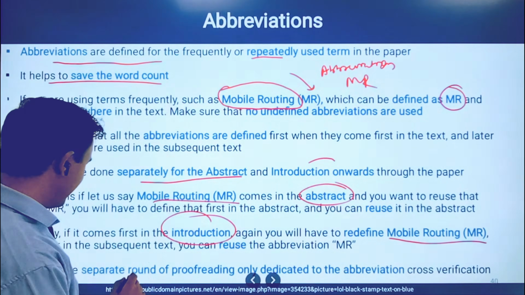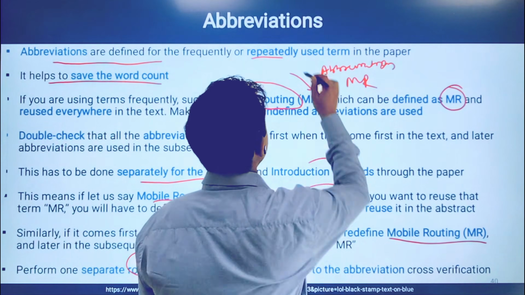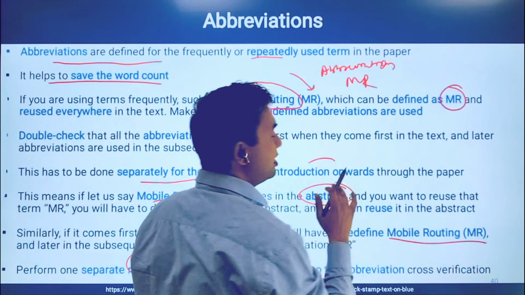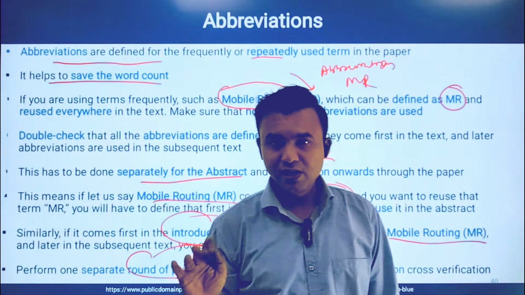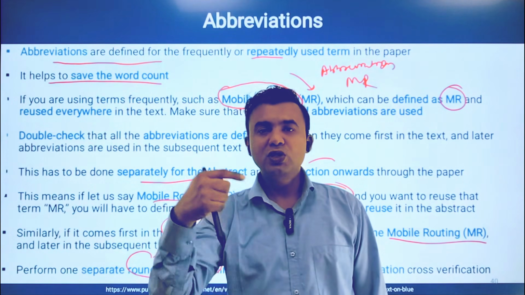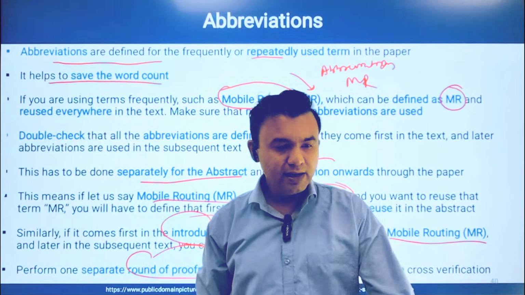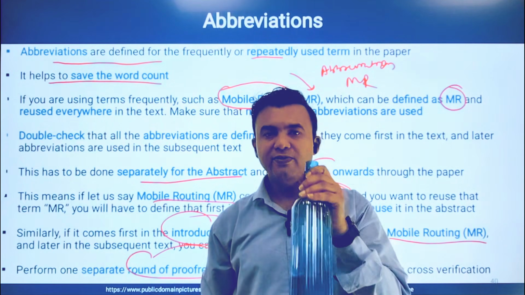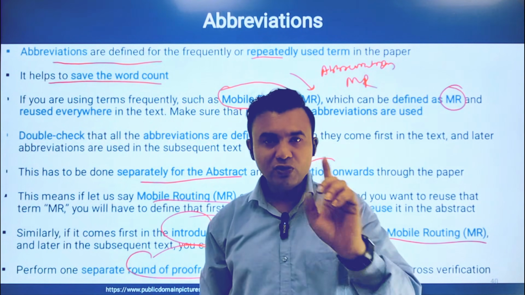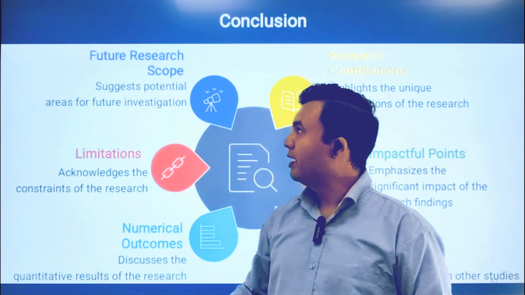Have a separate round of proofreading just to check the abbreviations, because that is really important. We need to understand that all abbreviations are defined once and reused. Let's say if I am using artificial intelligence, I cannot keep redefining it again and again. I have to just define once and reuse it.